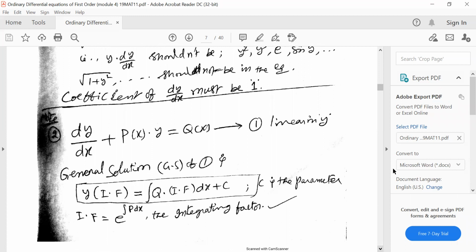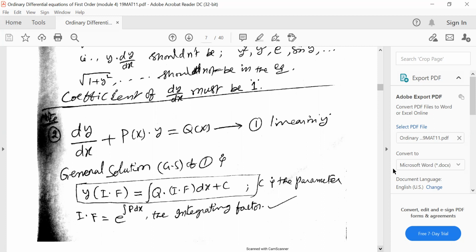Integrating factor is a helping factor to write the solution. It is e power integral p dx. So just take off p and q from the given DE if you recognize it as a linear DE. Then the first step is to write down a helping factor called IF, meaning integrating factor. It is e power integral p dx. After finding this integration, we can write the solution directly.